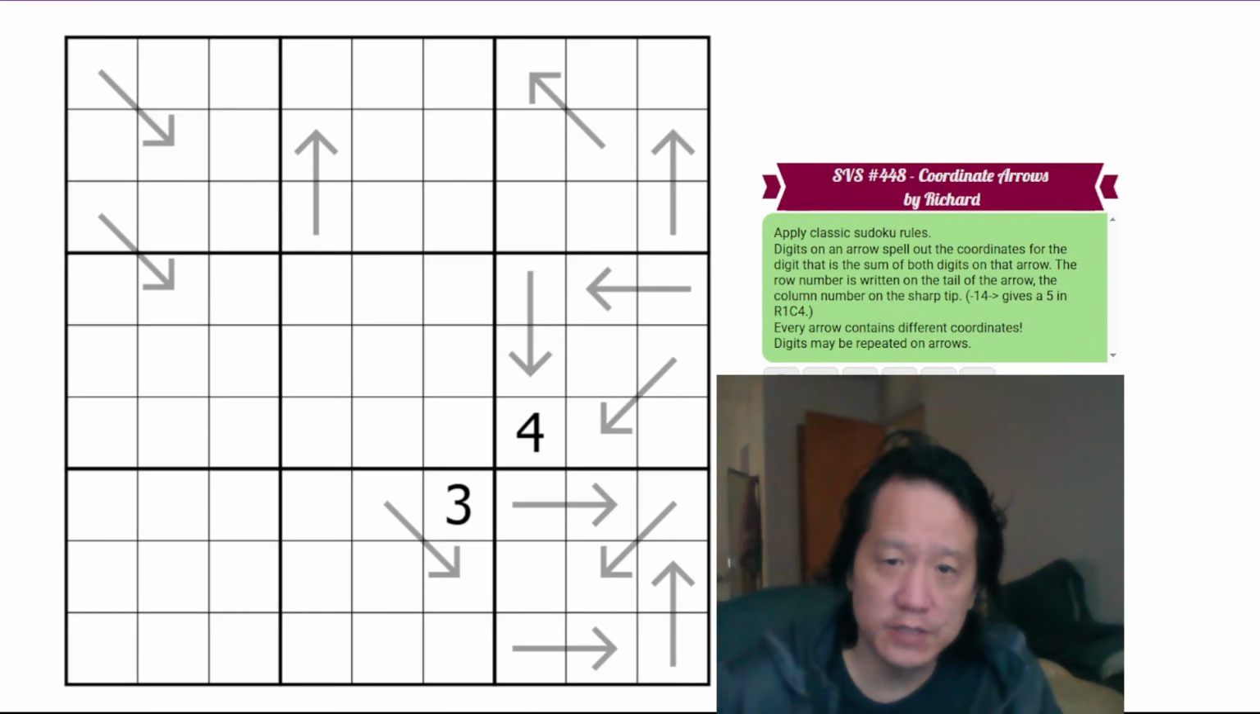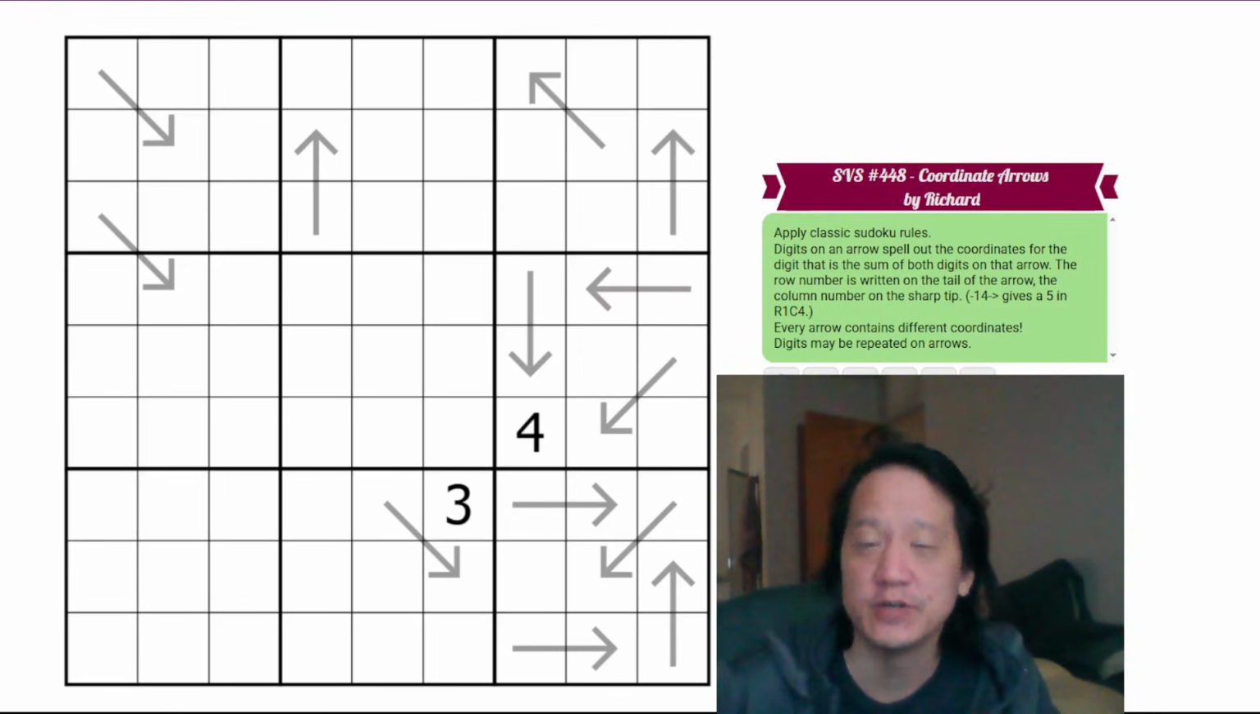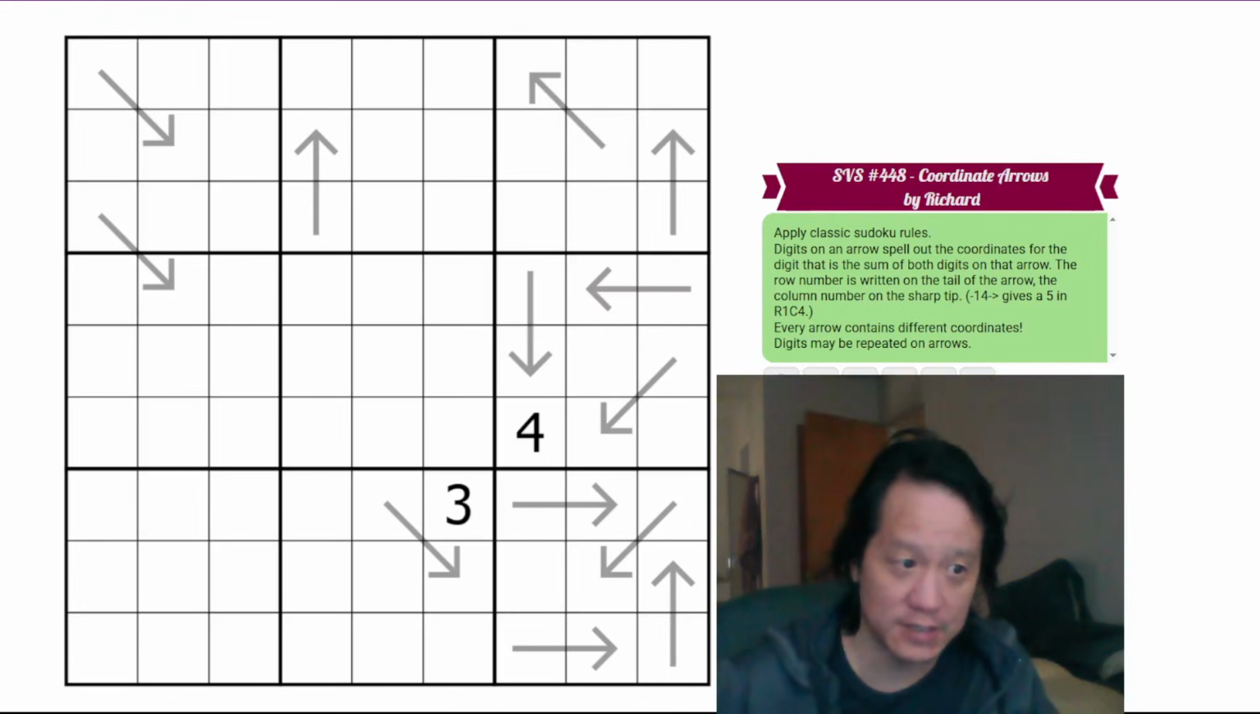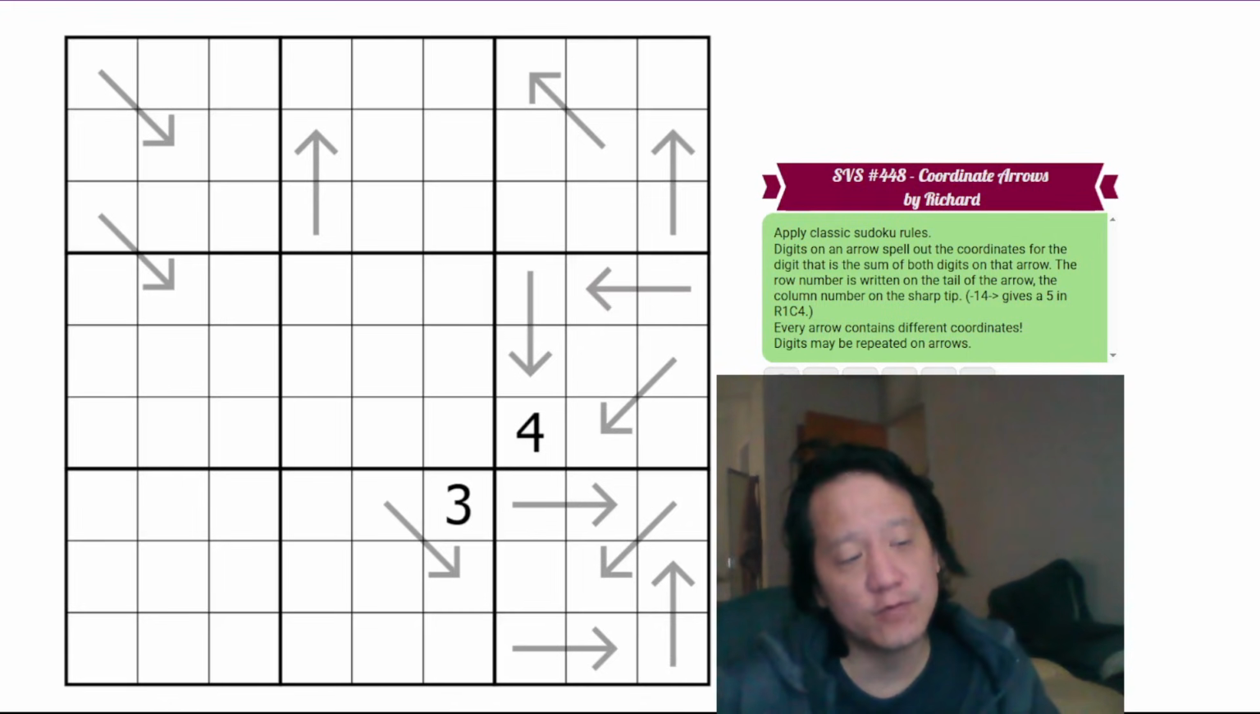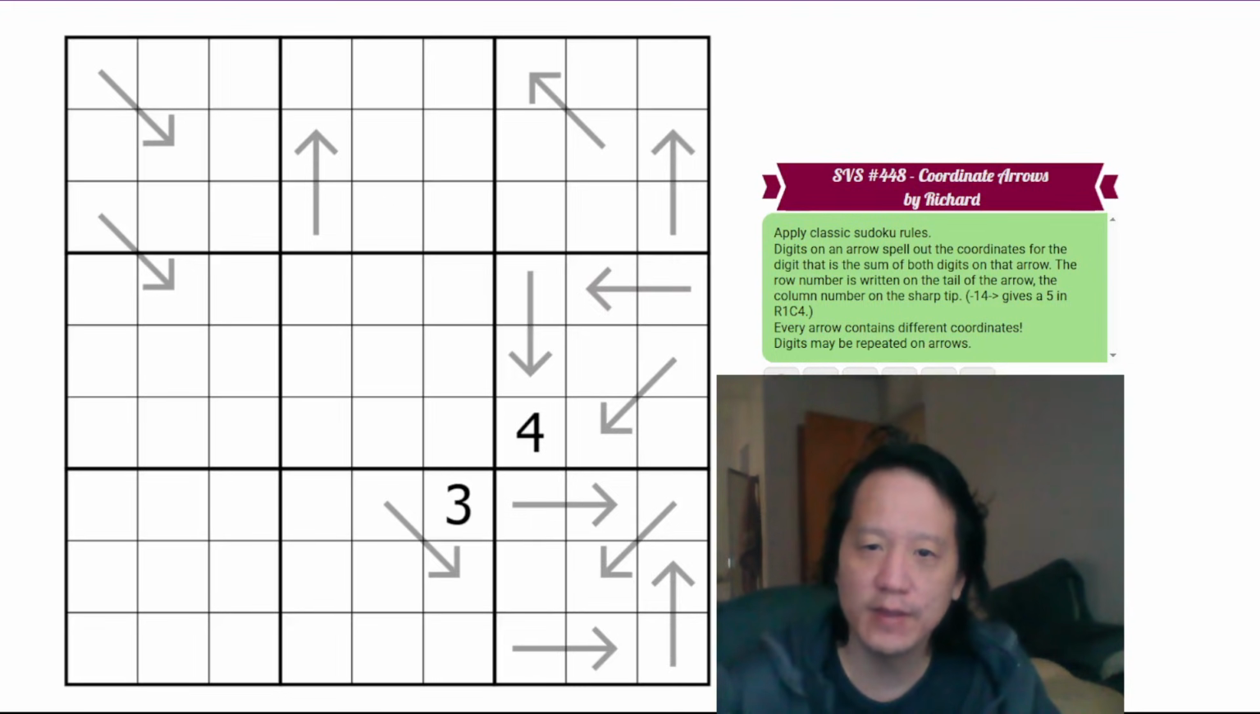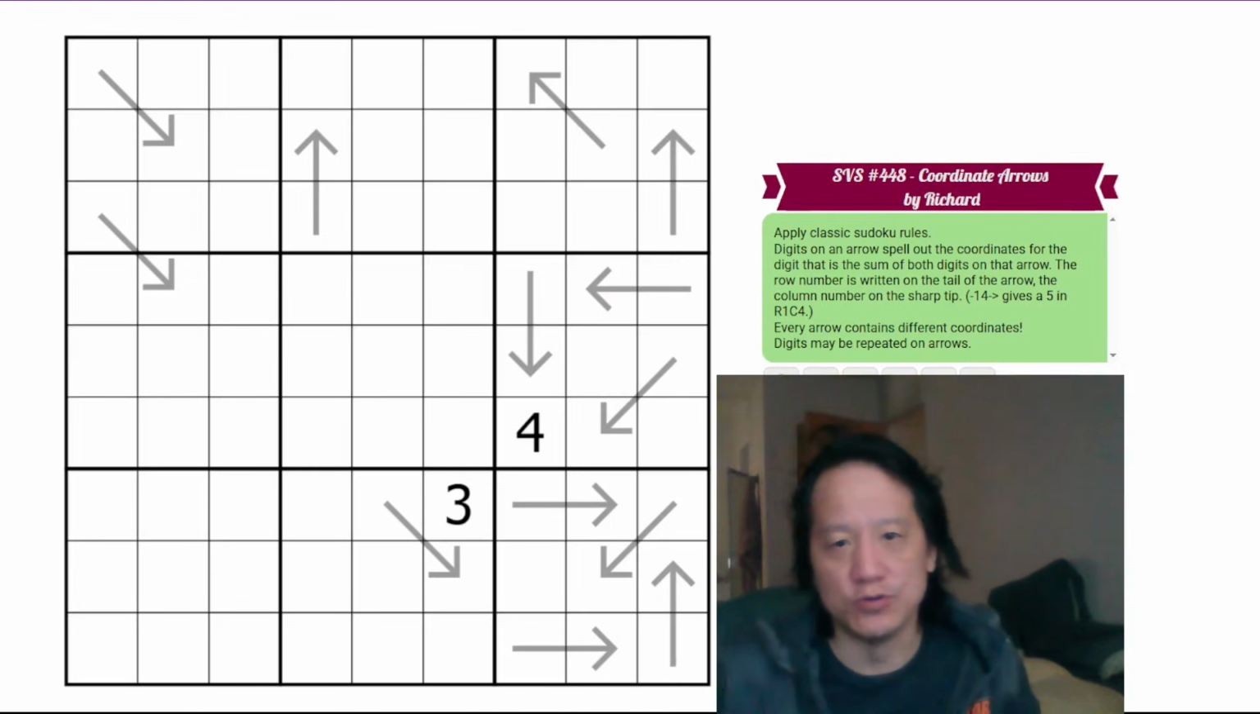Today's puzzle is called Coordinate Arrows by Richard, and it's SVS number 448, which is the Sudoku variant series, which Richard basically does for every different type of variant he likes focusing on. And here are the rules.